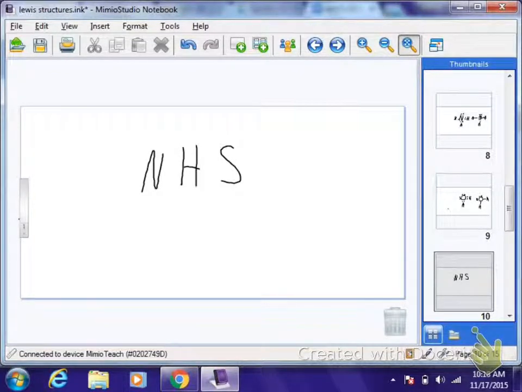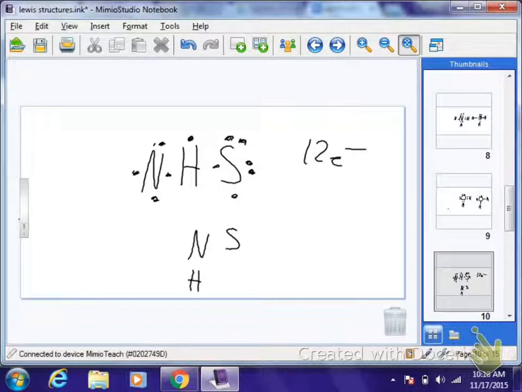So this one, N has 5, H has 1, and sulfur has 6. So there's 12 electrons. Then we put nitrogen in the middle, surrounded by sulfur and hydrogen. Then we go ahead and do the pair in between.